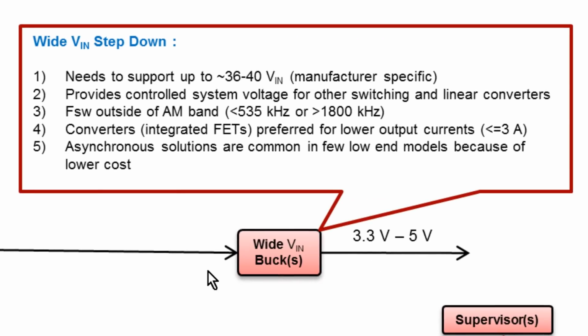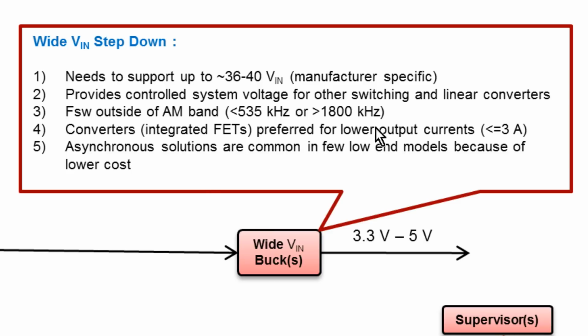So let's move on to the requirements of the wide VIN buck converter. The wide VIN buck converter needs to support voltage up to 36 volts. Also, traditionally the automotive wide VIN buck converter used to switch below the AM band. What is the disadvantage of switching below the AM band? Basically, the harmonics will still end up in the AM band, and it will need a lot of filtering to filter out the harmonics.